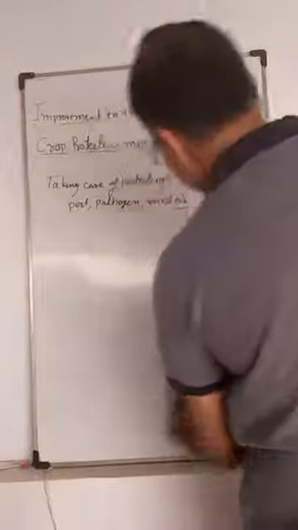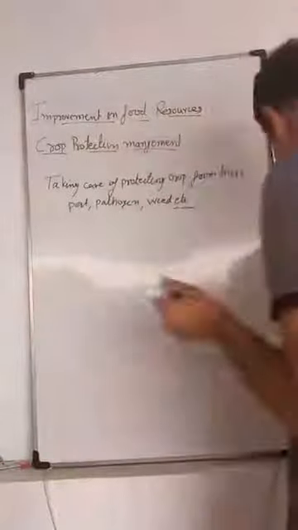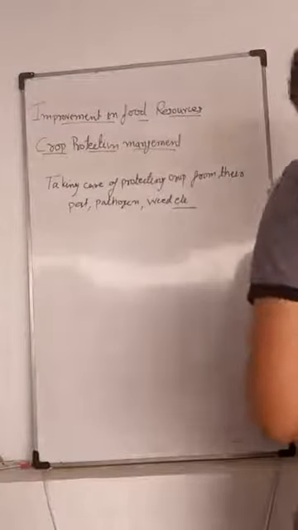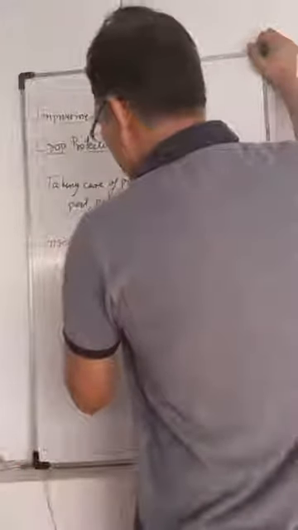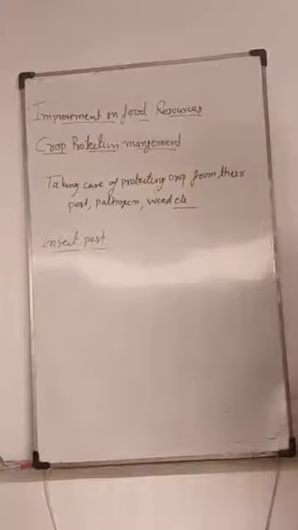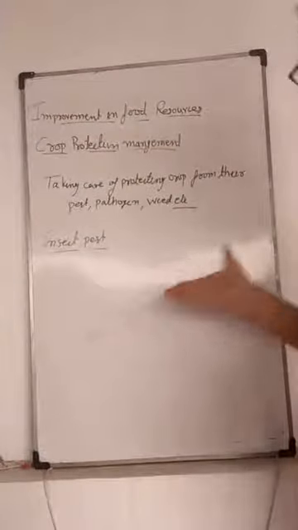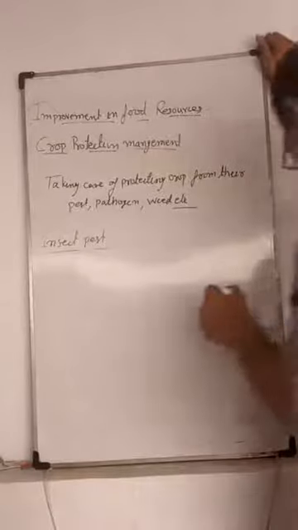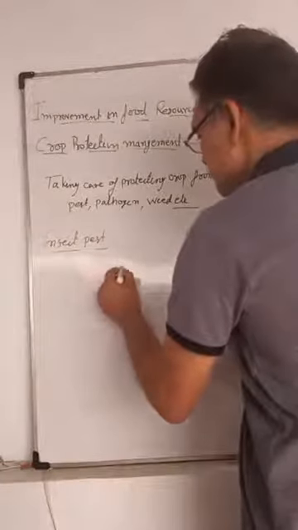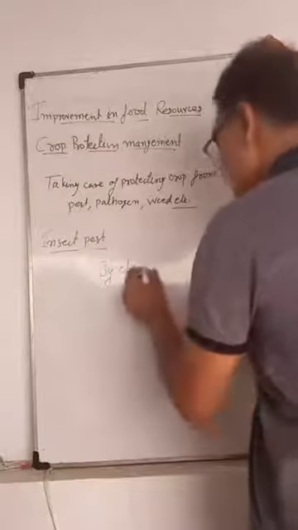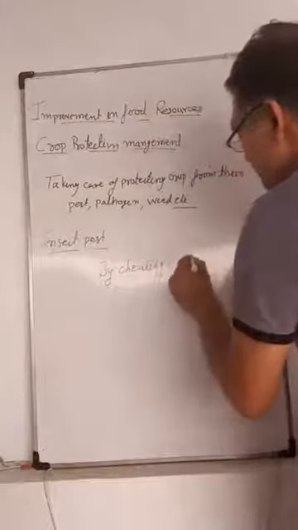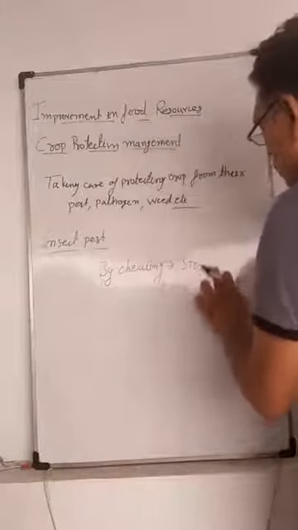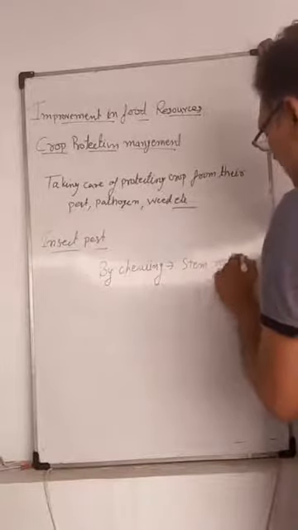Another type of protection is from other organisms, that is insect pests. Insect pests are insects which damage the main crops. How do they damage the main crops? By chewing the stem, root and leaf.